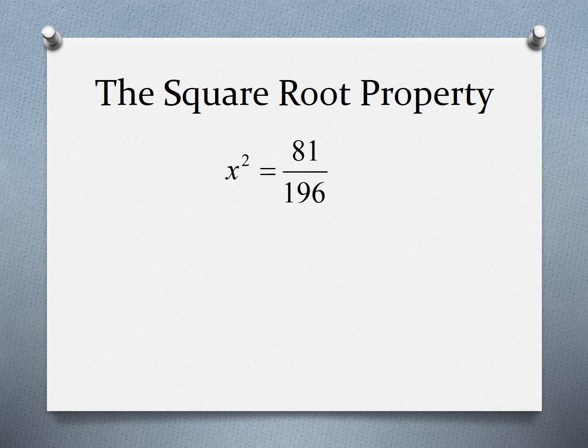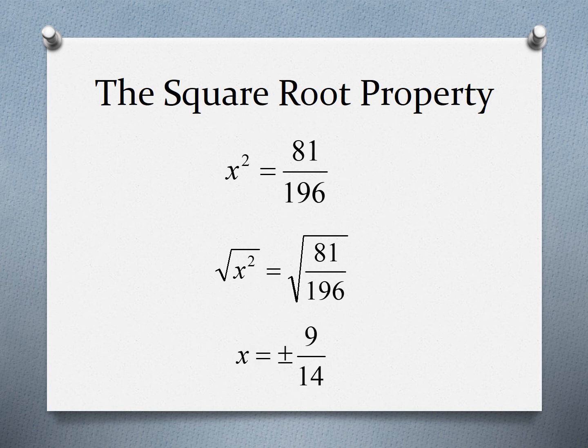In this example, very much like the previous examples, except we have a fraction, but we also note that the numerator is a perfect square, the denominator is a perfect square. So we'll go ahead and take the square root of both sides, since this entire problem is just riddled with perfect squares. Now the square root of x squared yields x, and the square root of 81 divided by 196 is actually plus or minus 9 over 14, because the perfect root of 81 is 9. The perfect root of 196 is 14.